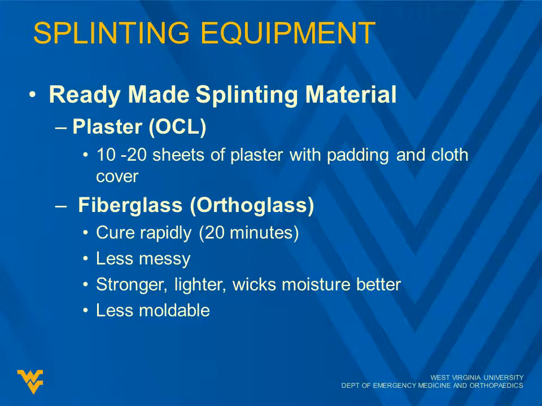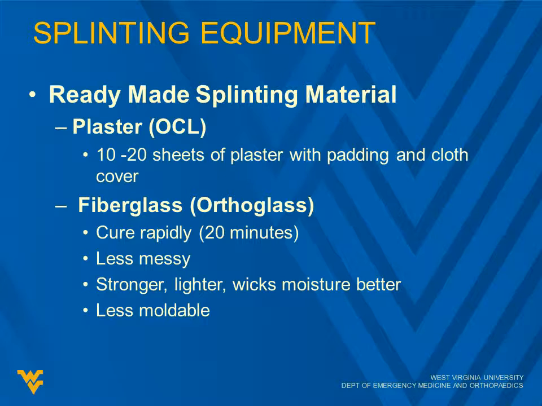So, the ready-made splinting material, such as plaster, in that brand it would be OCL, and it's 10 to 20 sheets of plaster with padding and a cloth cover. For fiberglass, the brand we're familiar with is Orthoglass. It cures very rapidly, about 20 minutes, to its maximum strength.